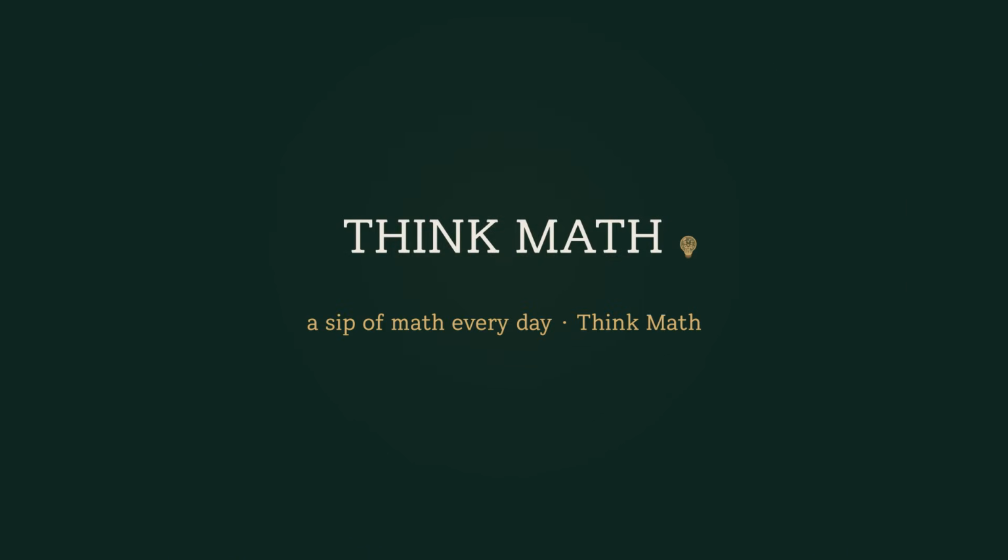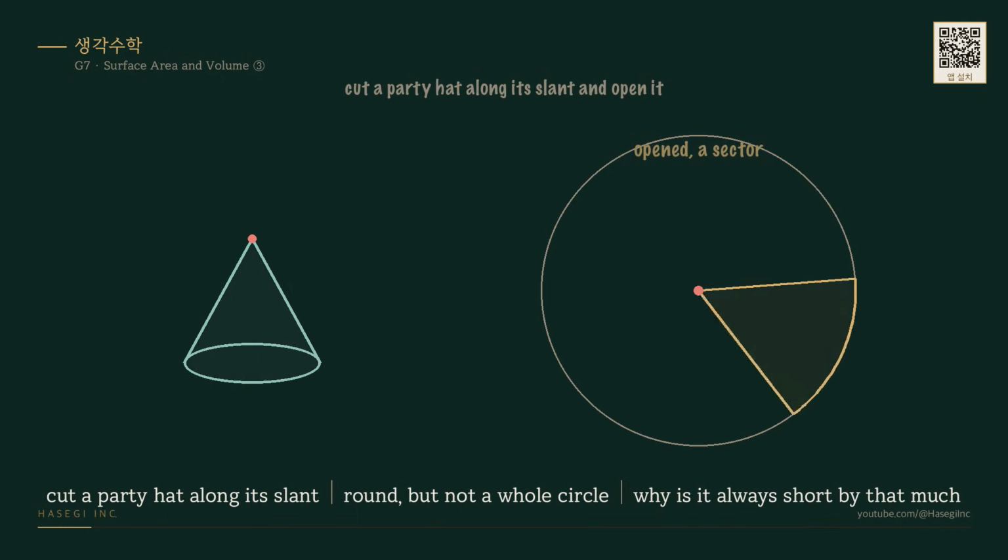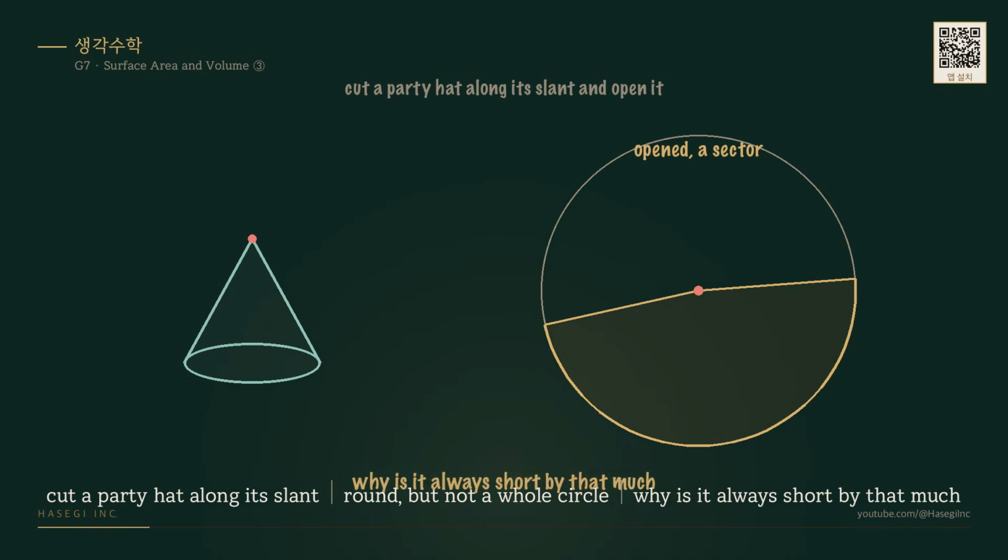Think math. Cut a party hat along its slant and lay it flat. A cylinder gave a rectangle, and a cone does give something round, but it is not a whole circle. There is a gap, and what you have is a sector. Why does it never quite close up? Why is it always short by just that much?